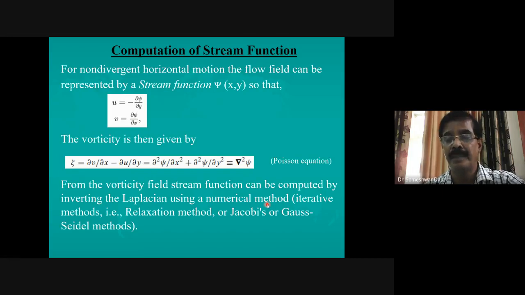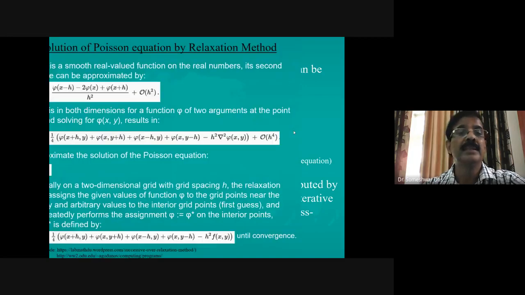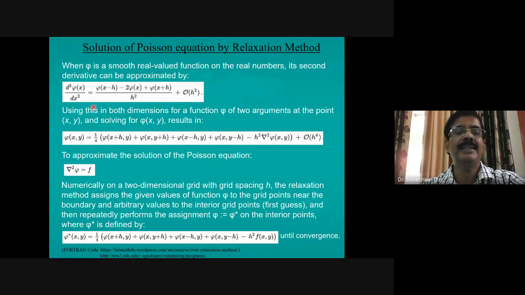generally an iterative procedure. We were just discussing iterative procedures earlier in objective analysis, like the relaxation method, and another method by Jacobi, or Gauss-Seidel methods. So many numerical methods. Generally the relaxation method is good enough to invert the Laplacian to get the psi value. In our case, now actually this notation is changed. Instead of psi, I'm just writing phi.